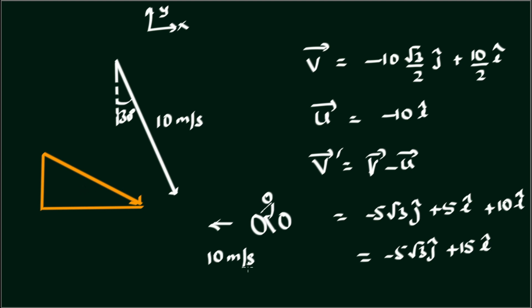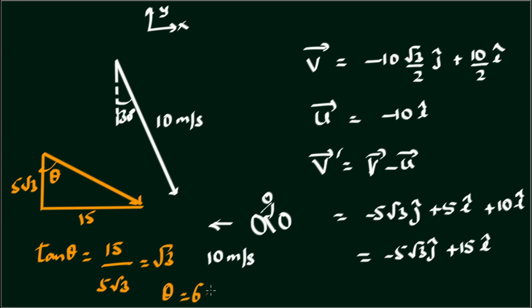Now, this horizontal component of the rain is 15. The vertical component is 5 root 3. If I call this angle theta, you can see that tan theta is equal to opposite by adjacent. So that becomes 3 divided by root 3, which is root 3. And therefore, theta is 60 degrees. So in the cyclist frame of reference, the rain is seen to be coming at an angle of 60 degrees to the vertical.